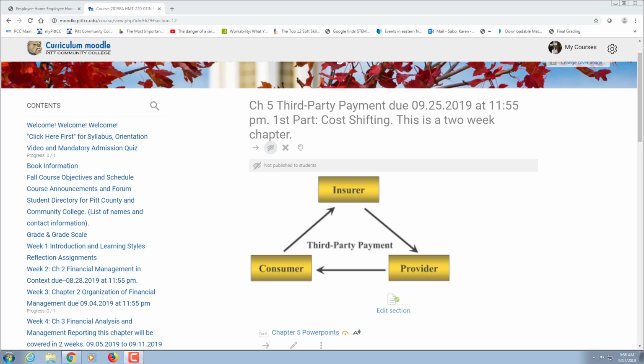Third-party payment, some of this information is going to be almost like a reminder to you from HMT 210 and 212. It gets into talking about the different payers and managed care. You guys just review this quickly because you should remember this from, like I said, 210, 212. What I want to lecture you guys on is the method of payments and how you want to get your revenue, but you want to be able to break even as a business.